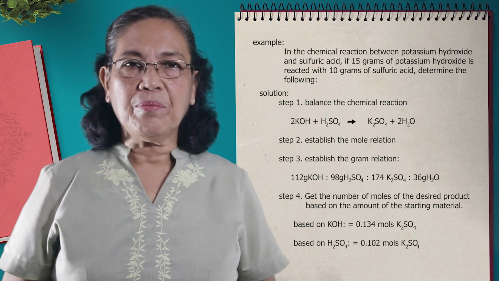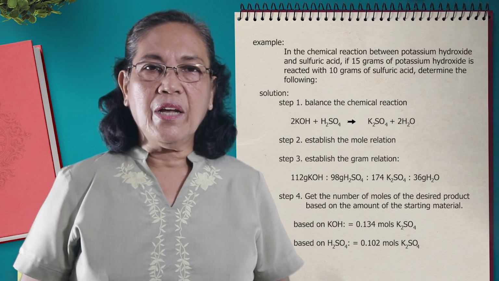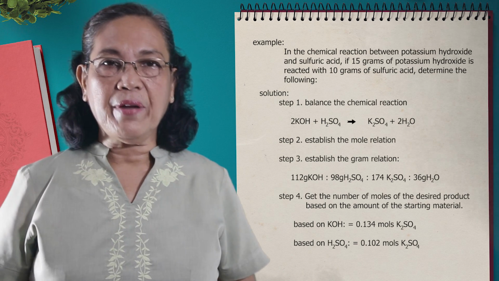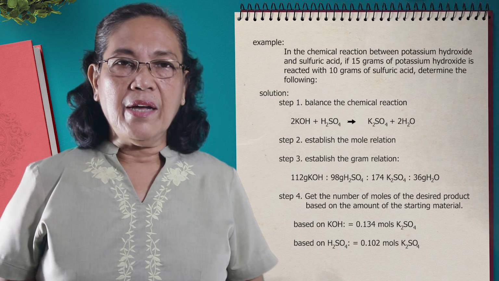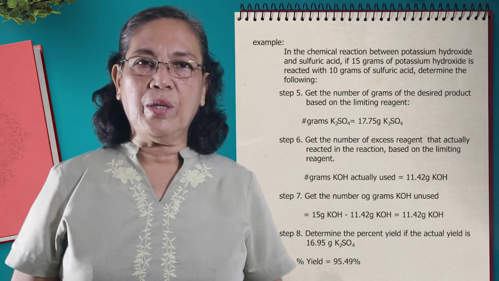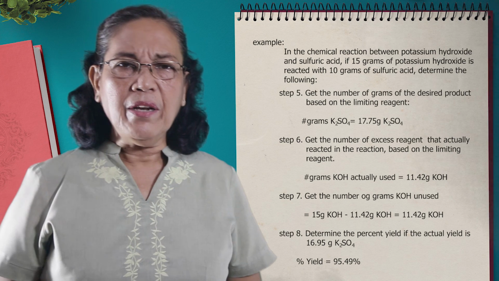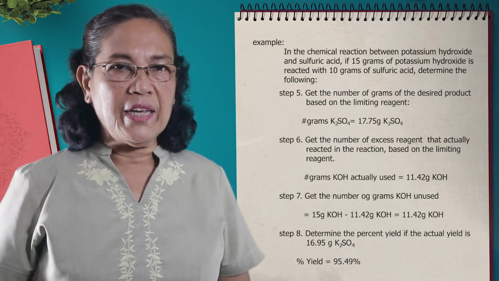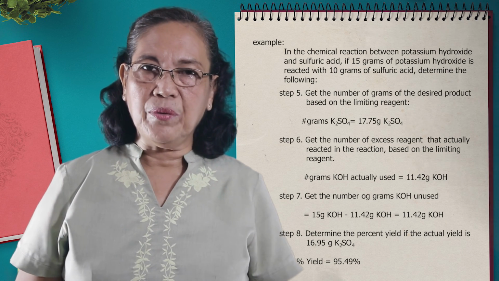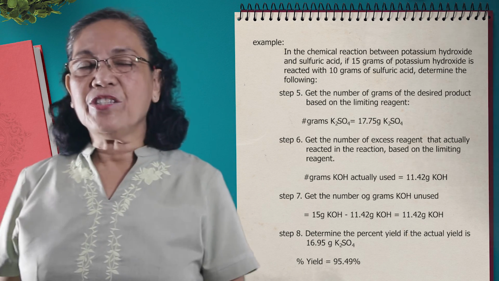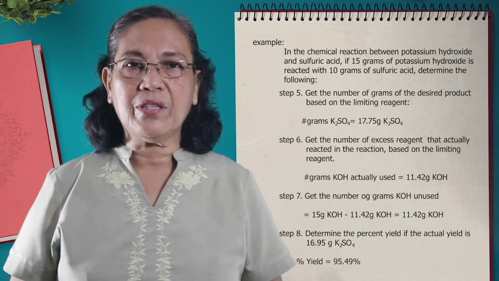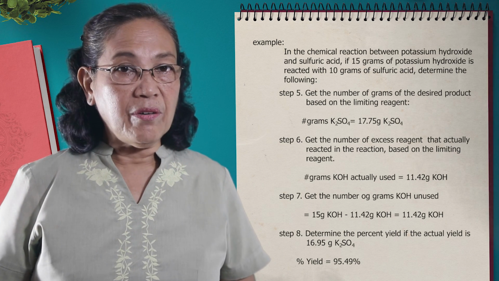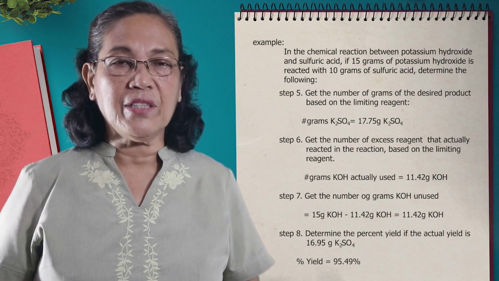Now, setting those mole relations and gram relations will help you solve the limiting reagent and all the rest of the required in the problem. Now, let's go to the determination of the limiting reagent. We know that the limiting reagent is that reagent which will give the lesser number of moles of the desired product based on the reacting materials. So let us solve the number of moles of the desired product based on the 2 reacting materials.